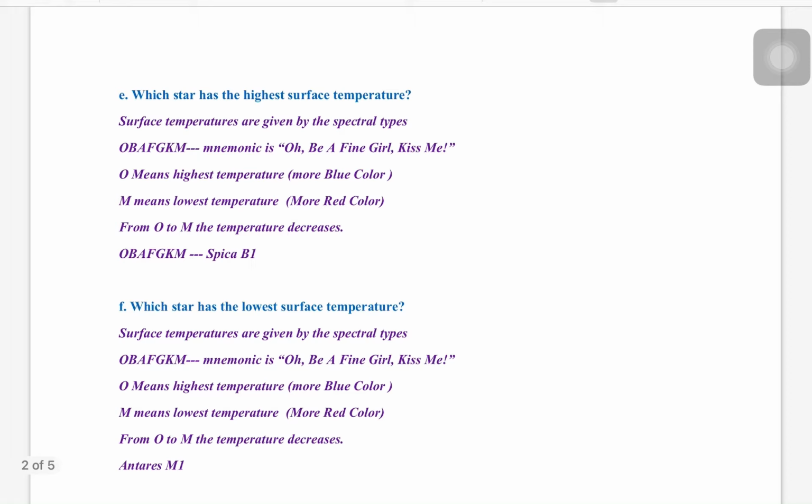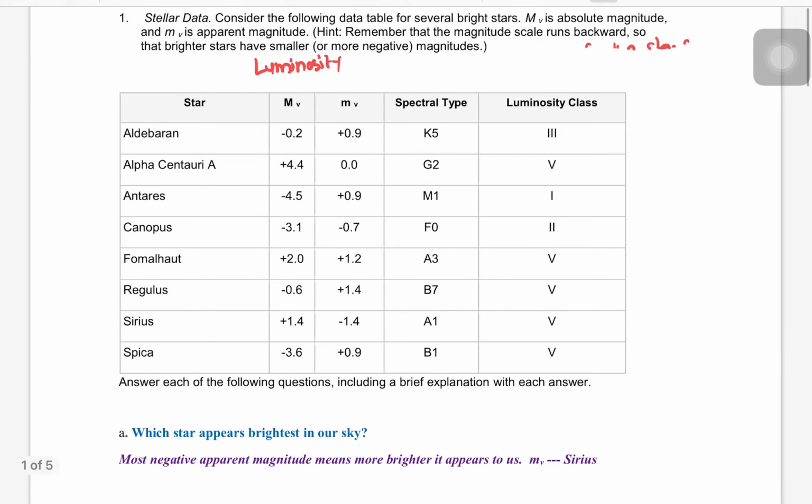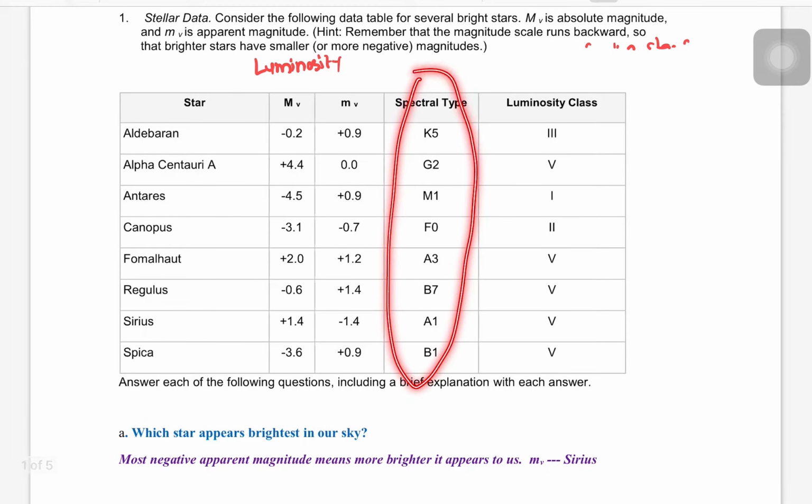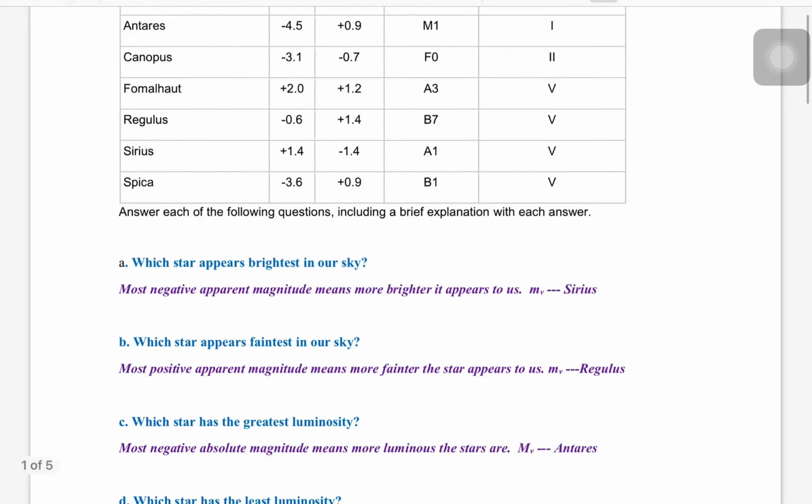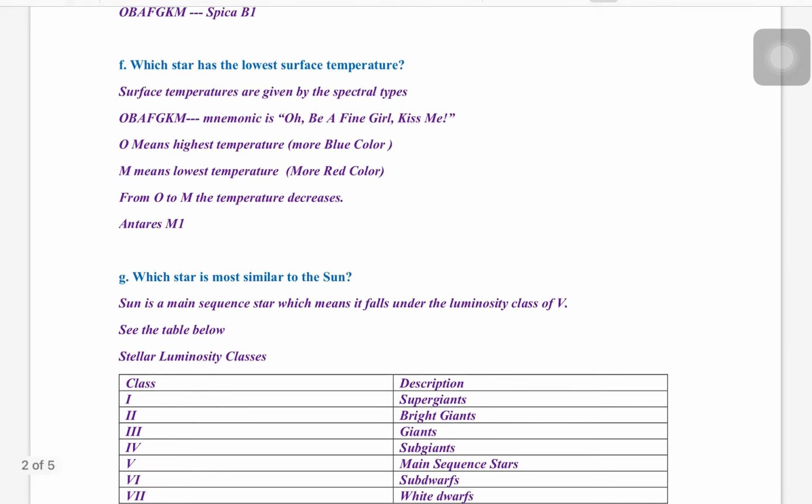Now, how about the next one? Which star has the highest surface temperature? Remember, how do you get the star's surface temperature information? This column here tells you the star's surface temperature. That is the spectral type. So how do I know which one has the highest temperature?